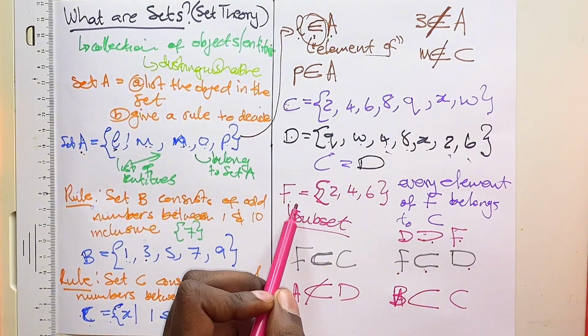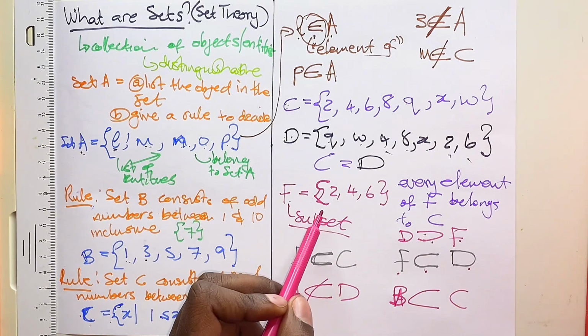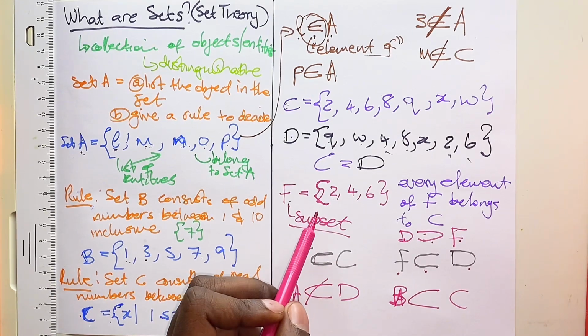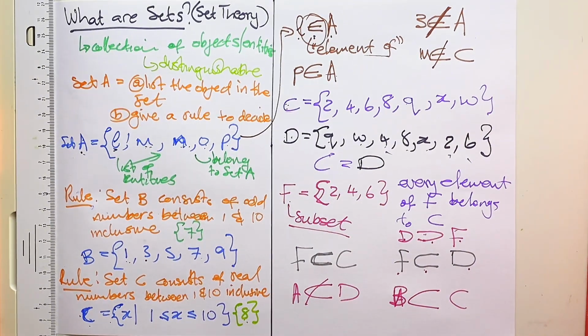In the following videos, we'll talk about their operations when we talk about unions, intersections, empty sets, and mutually exclusive sets.